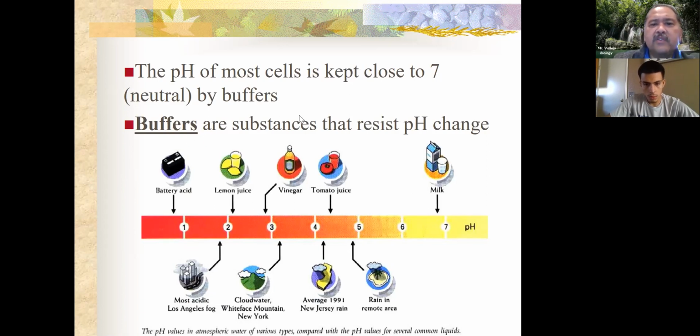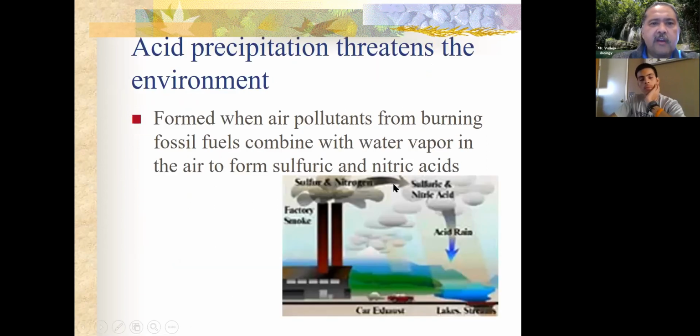On the slide, it says buffers are substances that reduce or resist pH change in the presence of water. The pH change will be less than it would be if it wasn't in water. So that's called a buffer. A buffer minimizes those changes that you would expect. Okay, so the pH scale.